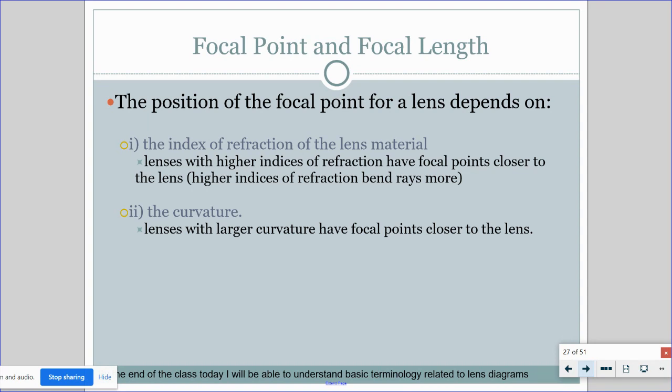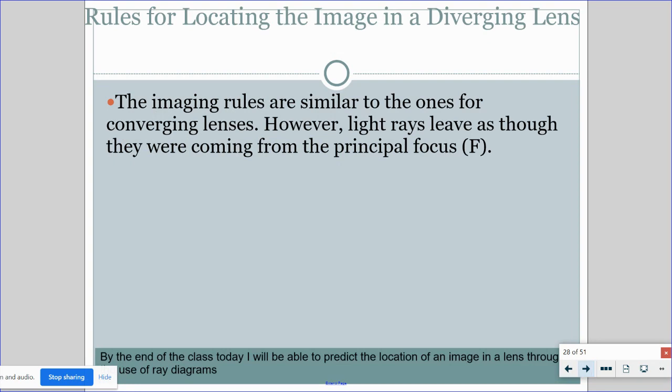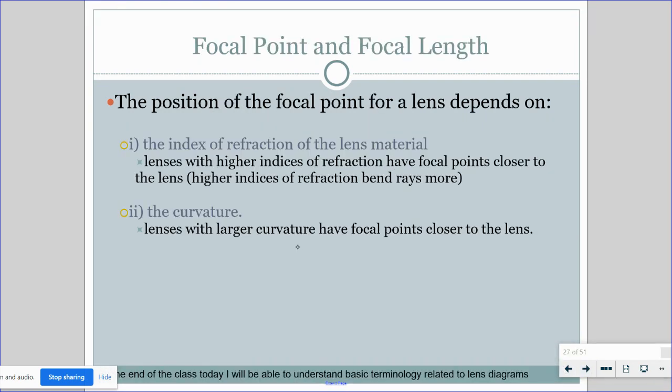If there's a larger curvature, they have focal points closer to the lens. So in other words, the bigger the dip between the ends, that would make the focal point closer.